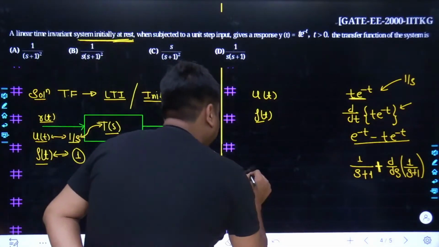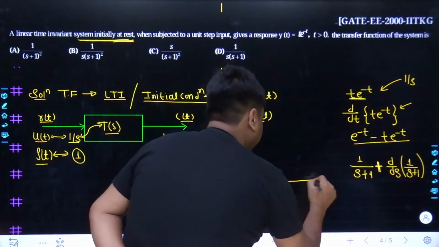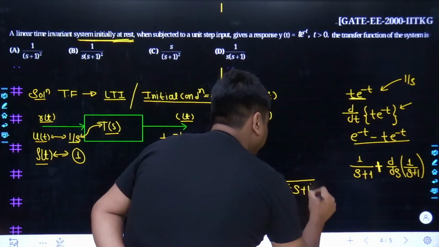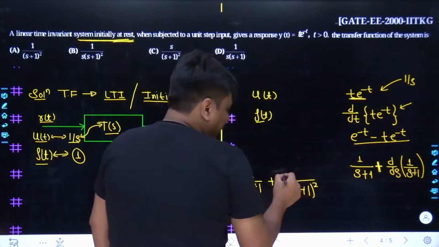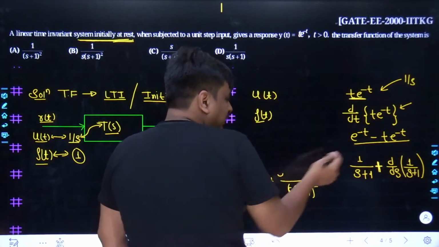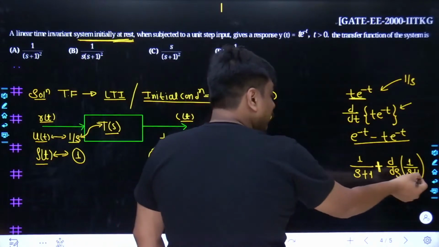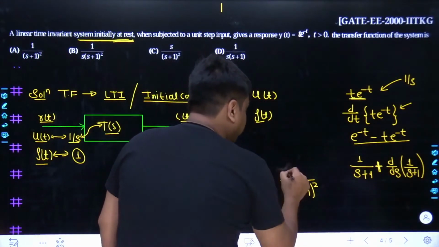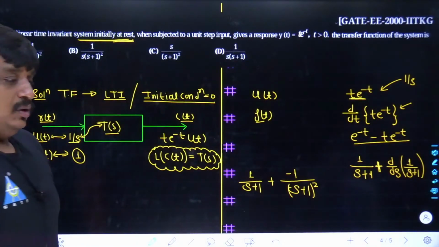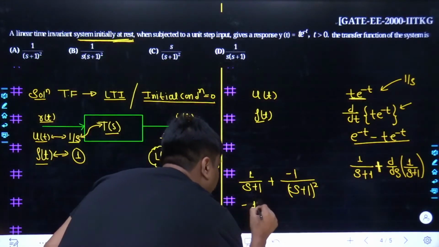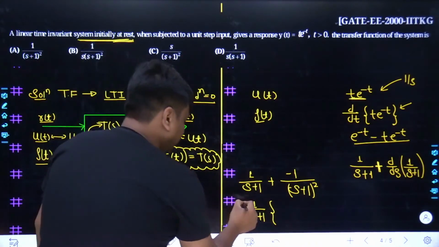So what's happening over here? 1 upon s plus 1, plus s plus 1 raised to the power of 2. Next, what's happening over here? s plus 1 would remain as it is, differentiation of 1 would become 0. Next, 1 would remain as it is, differentiation of s plus 1 is going to be 1 itself. So it's simply going to be minus of 1. So what we can do over here, minus of s plus 1 is a common factor, or you can say plus also.